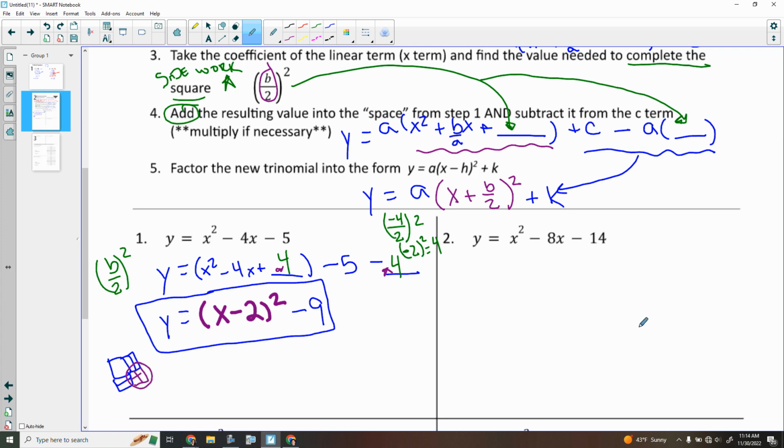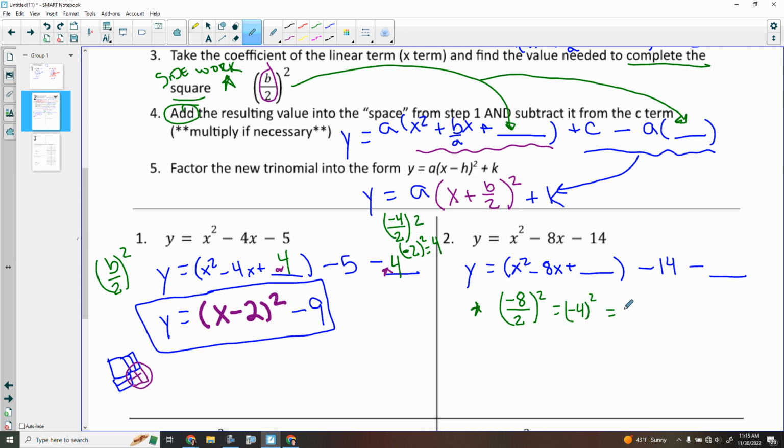All right, let's do another one. So again, number 2, y equals x squared minus 8x minus 14. Take the first two terms, group them together, and add a space. Take your constant outside of the parentheses and subtract that space. Okay, our side work that we need to do. Okay, so this is the side work. -8 divided by 2 squared. And again, that's how we complete it. So -8 divided by 2 is -4.